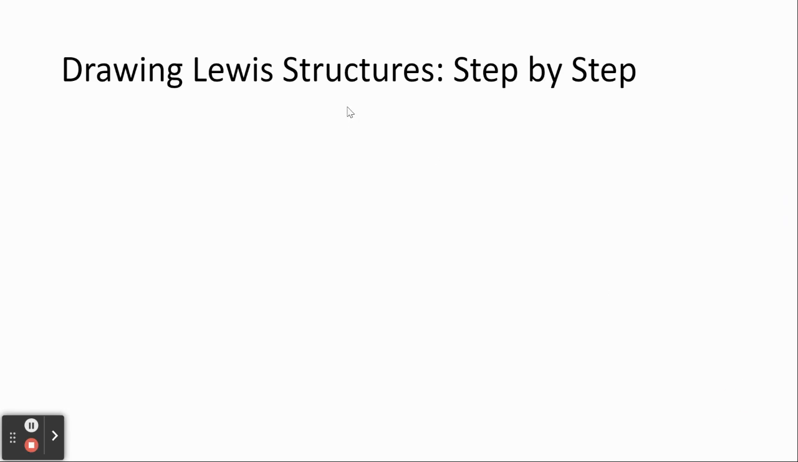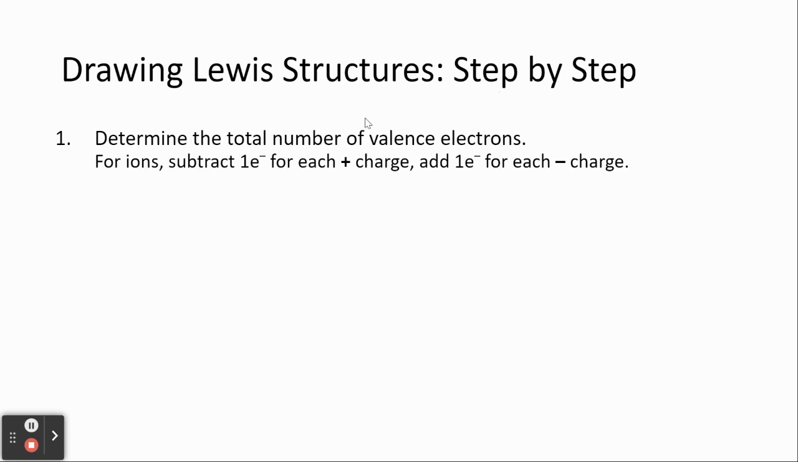Now, when we talk about drawing these Lewis structures, we want to go through a step-by-step process. The first step is going to be to determine the total number of valence electrons that are in the structure. How do we do that? For the main group elements on the periodic table, that would be the alkali metals, the alkaline earth metals, the elements that are in the nitrogen group or the oxygen group or the halogens or the noble gases, the group number designates the number of valence electrons.